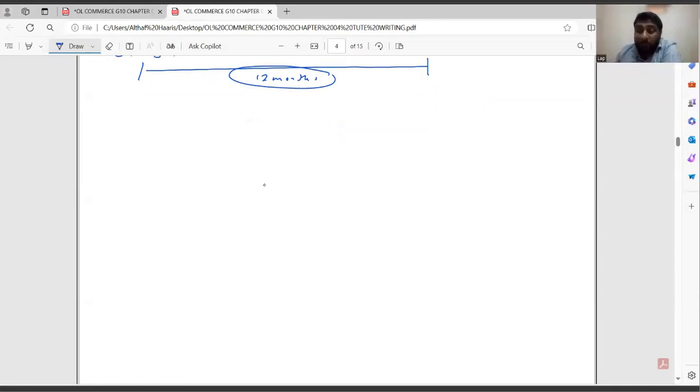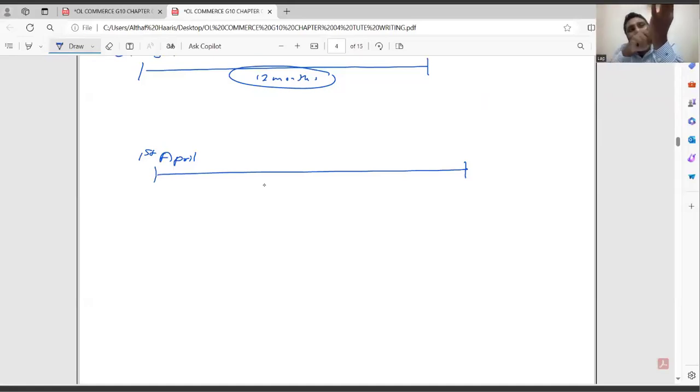Sometimes in certain companies, the financial year starts on 1st April. So tell me, children, what should be the last date? Now count: April, May, June, July, August, September, October, November, December, January, February, March. 31st March.